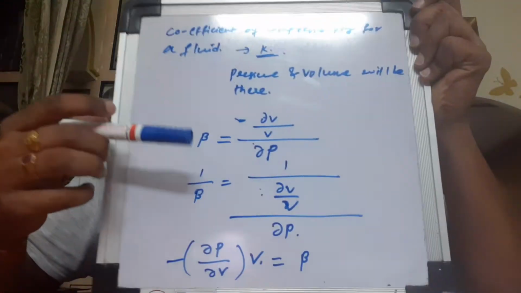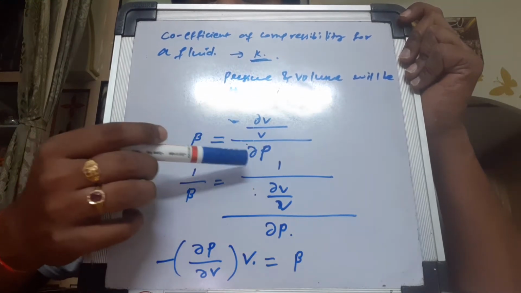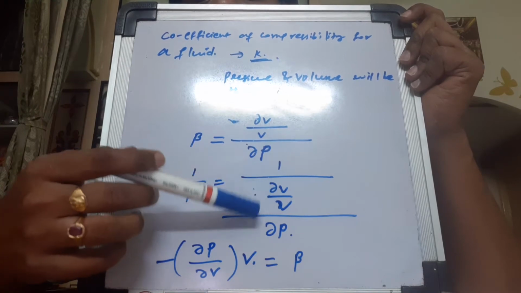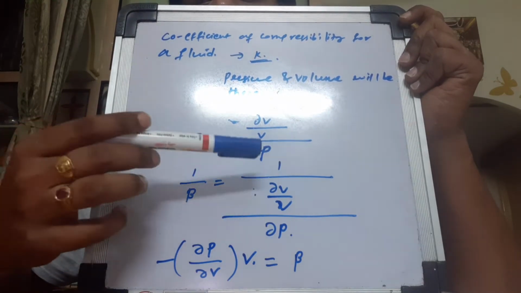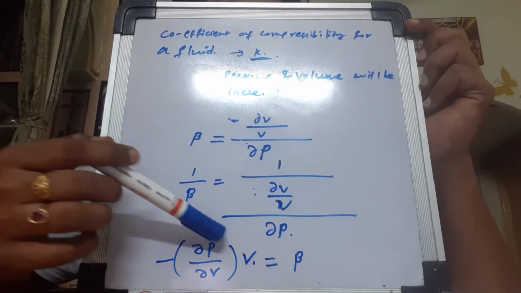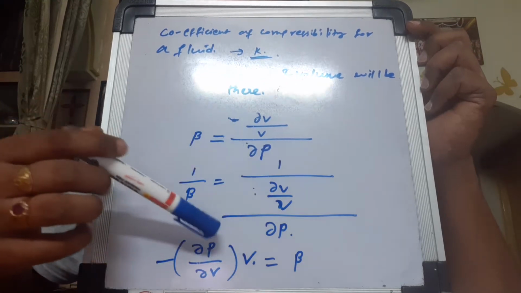Okay, so what is of our interest is this one, 1 by beta. So this is dou p actually, not p, because there is change in pressure also. So 1 by beta I will take, and then this one 1 by dou v by v by dou p. So this is simply beta is equal to minus v into dou p by dou v, just taking the reciprocal of this one.